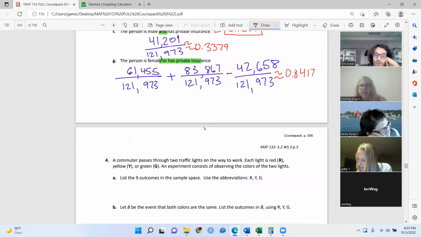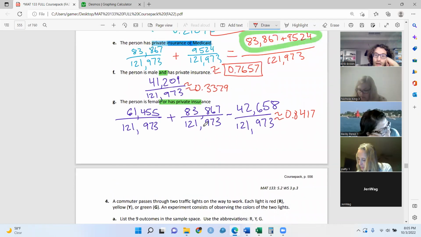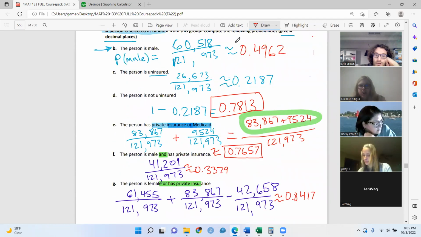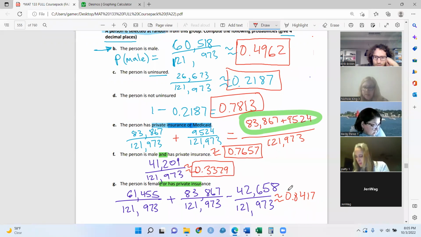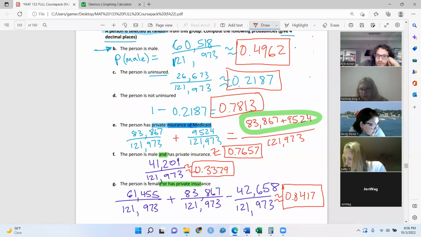Can you scroll up so I can check my last answer, please? G, I was just checking. Let me box in all the decimals. So I went ahead and smashed everything in the calculator. If you're still working on rounding to a particular decimal, no sweat. That's not as important to me as being able to set up the fractions correctly. So those are all the answers: B, C, D, E, F, and G.